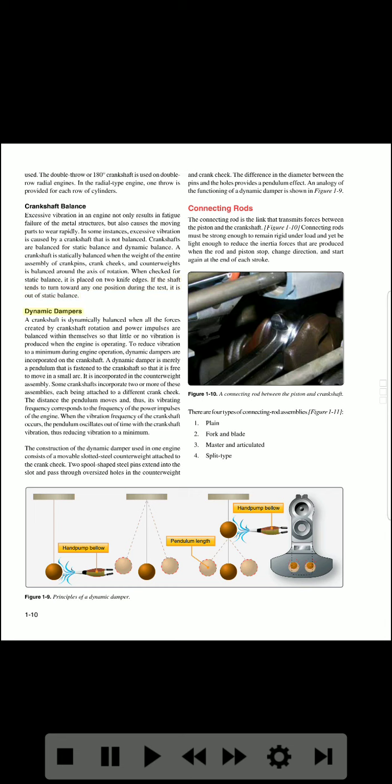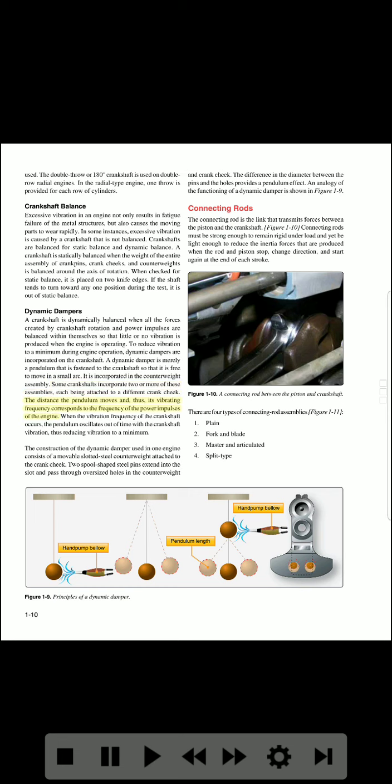Dynamic dampers. A crankshaft is dynamically balanced when all the forces created by crankshaft rotation and power impulses are balanced within themselves so that little or no vibration is produced when the engine is operating. To reduce vibration to a minimum during engine operation, dynamic dampers are incorporated on the crankshaft. A dynamic damper is merely a pendulum that is fastened to the crankshaft, so that it is free to move in a small arc. It is incorporated in the counterweight assembly. Some crankshafts incorporate two or more of these assemblies, each being attached to a different crank cheek.